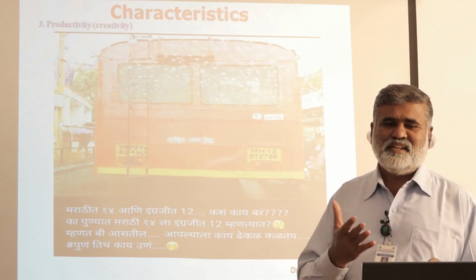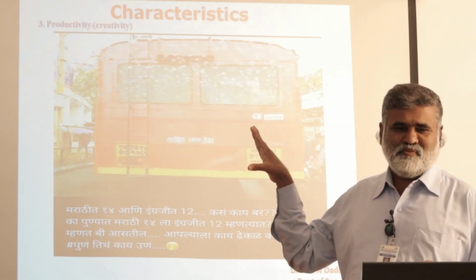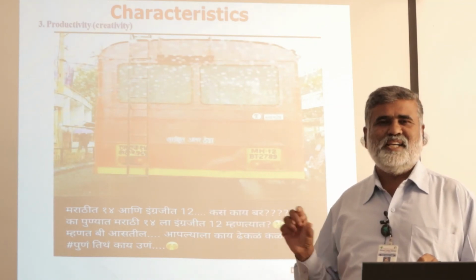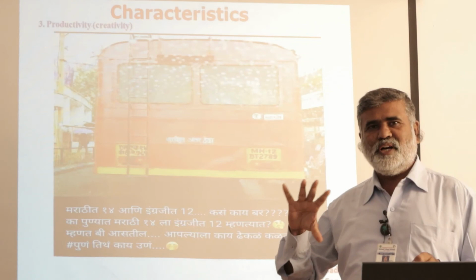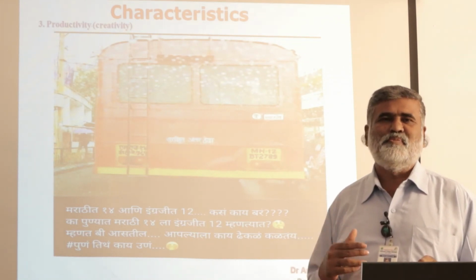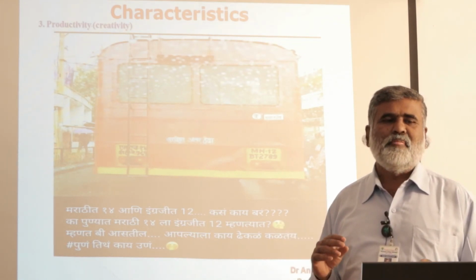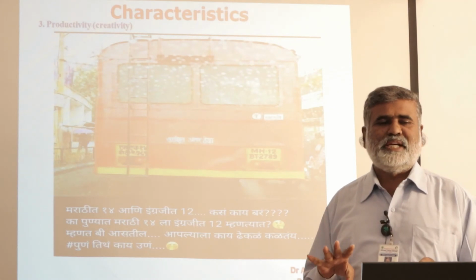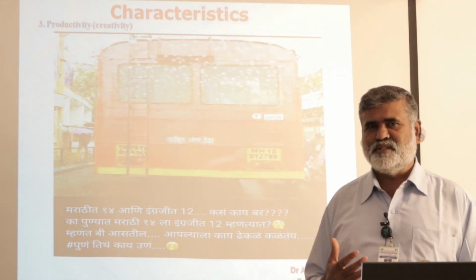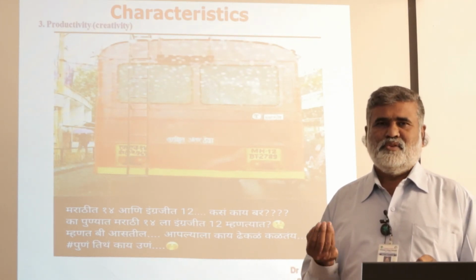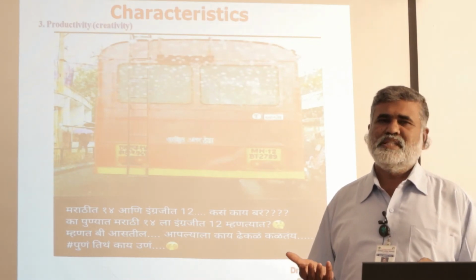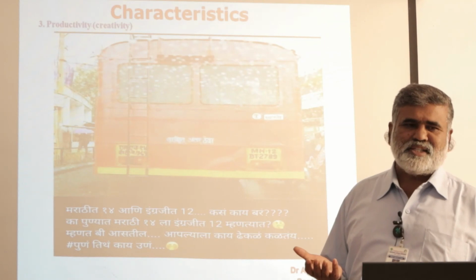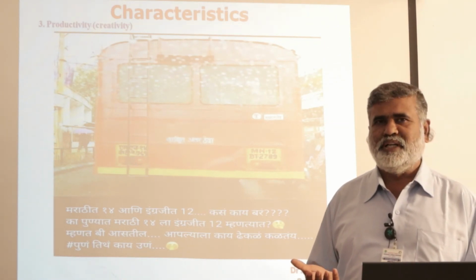And here the writer has one photograph of a bus, and he wants to explain in what way people are going to make mistakes. So you people are able to create many more expressions with the help of the basic things you have. So this is the third characteristic of language, that is productivity. Okay.